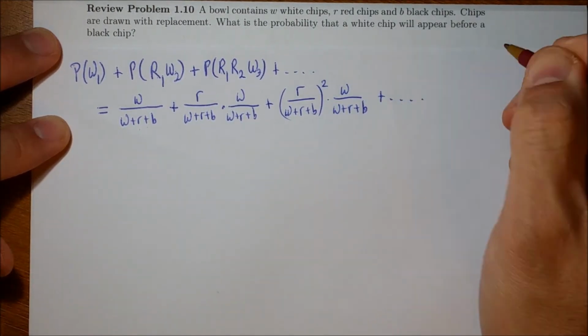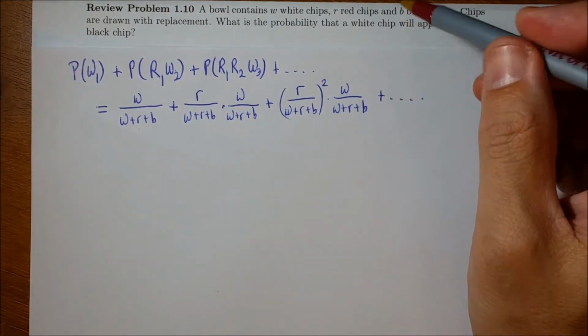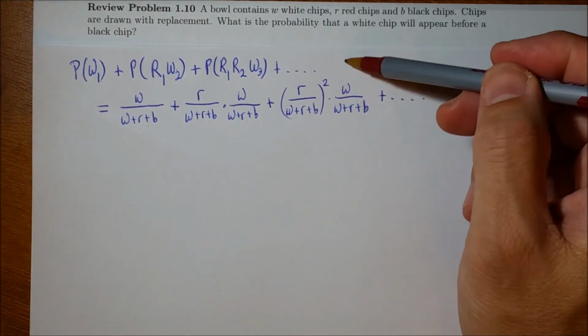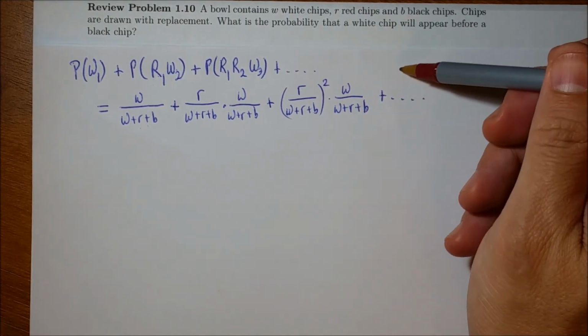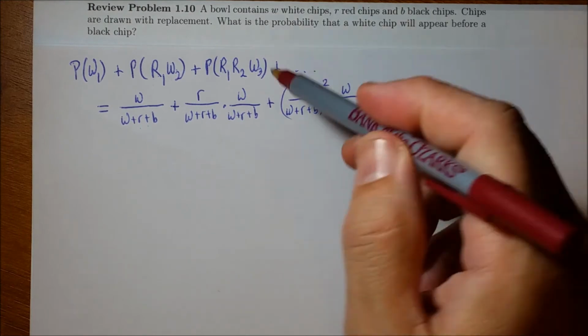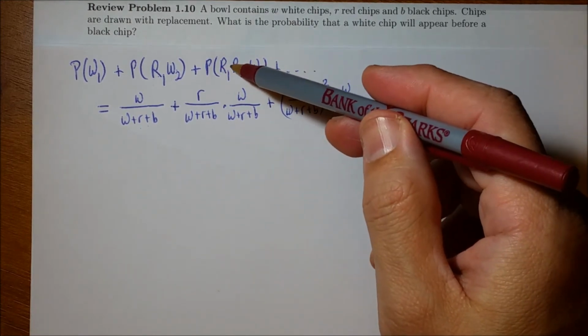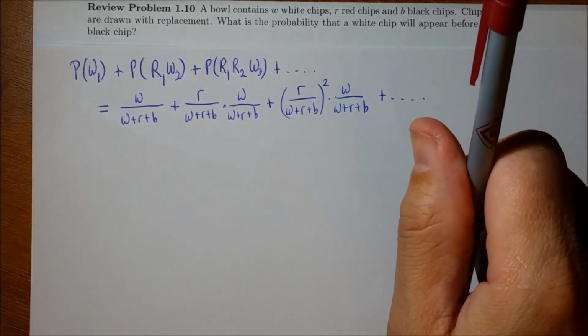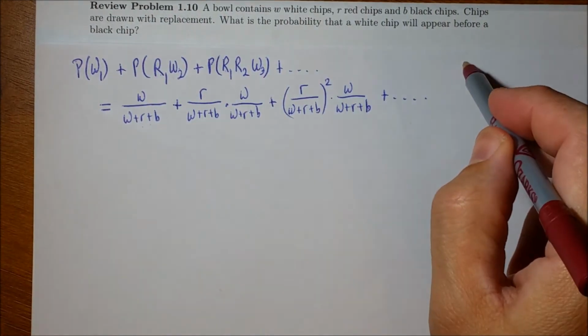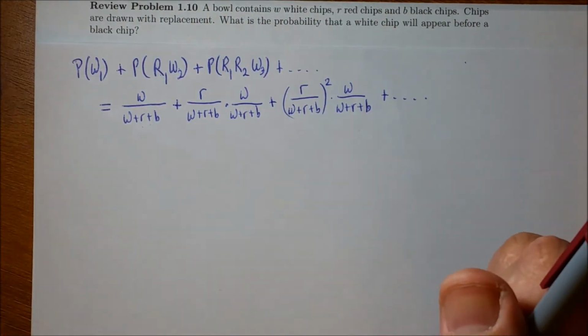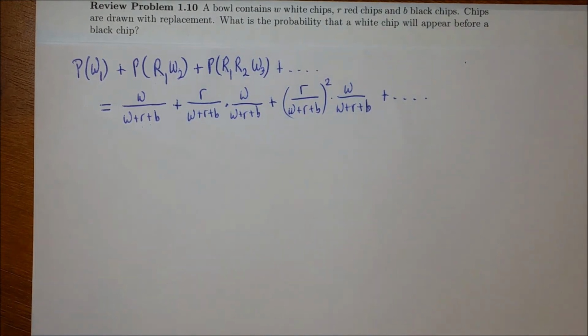And this is going to be an infinite sum. Hypothetically, you could have 20 red chips in a row, and then the 21st chip would be white. You could have 1,000 red chips in a row, and the 1,001st chip would be white. So this is going to be an infinite sum, and so I have an infinite series here. Now, how do I evaluate this?